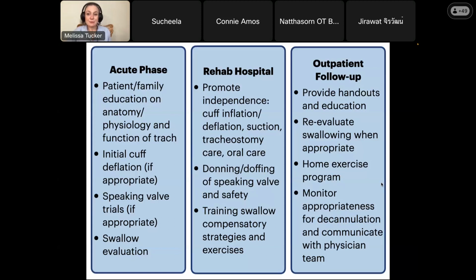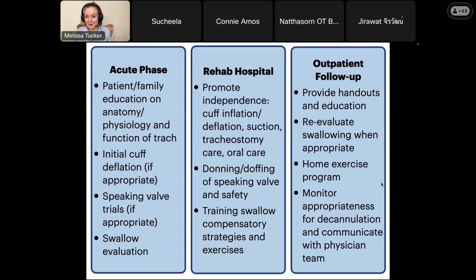For a patient who's moved out of acute care and into rehab, we're moving towards promoting their independence. So if they're still using the cuff at times, cuff inflation and deflation, suctioning themselves if they're going to have a long-term tracheostomy, and again, emphasis on oral care. We want to work on taking that speaking valve on and off and making sure they understand the safety precautions. And we want to really train them to be as independent as possible with their swallowing compensatory strategies and with swallowing exercises.